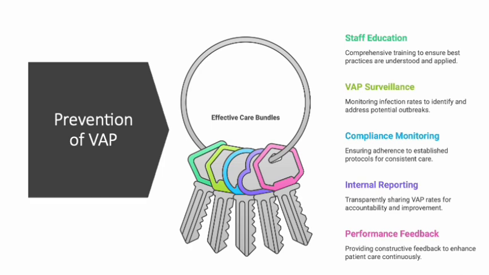What can be done to prevent VAP? It is not just the bundled interventions, which though are evidence based, but we need other things like educating the staff, appropriate surveillance, monitoring compliance, reporting rates of VAP to the stakeholders, and providing feedback to the healthcare workers.